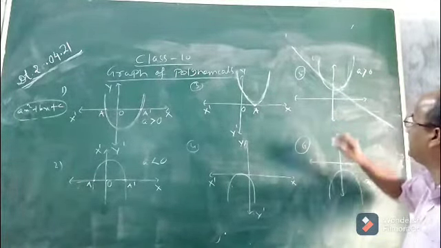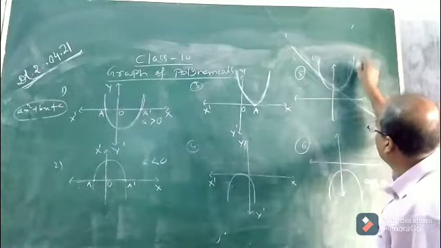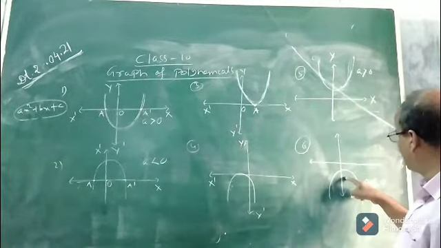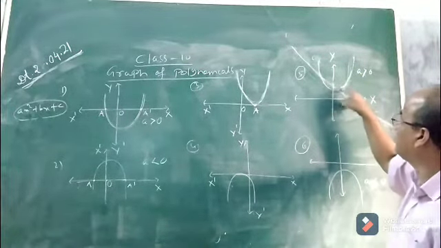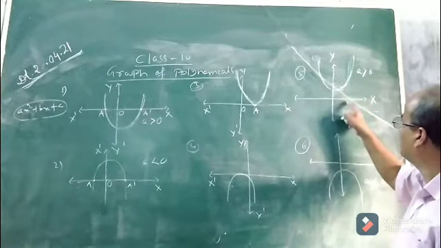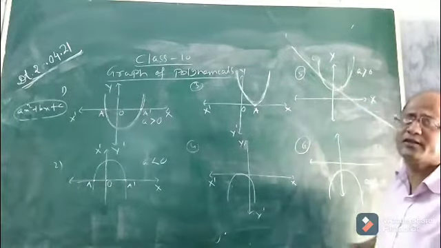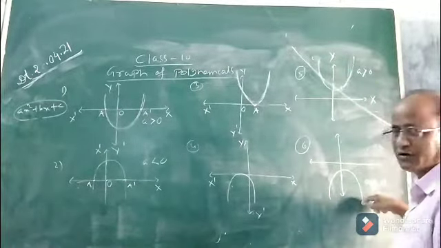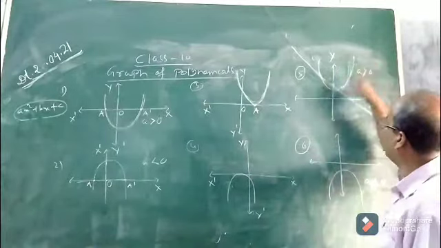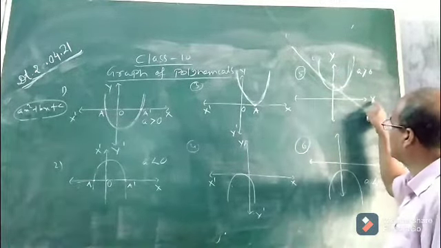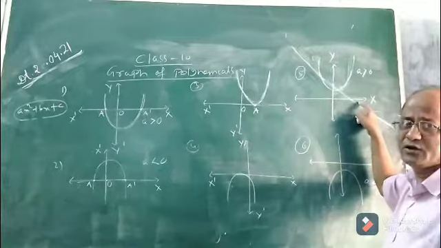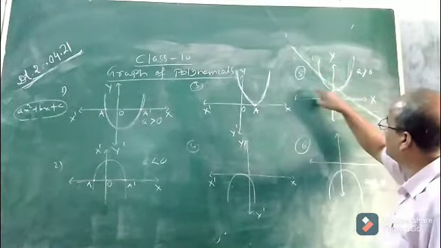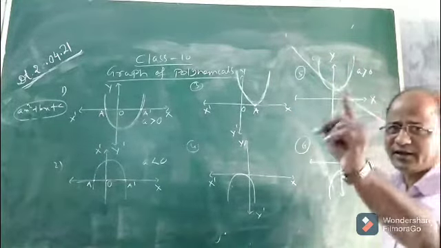What is the observation? See children, in this case, this is the x-axis, this is the y-axis. In this case and in this case, the parabola, that means the graph of the quadratic polynomial, neither touches the x-axis nor intersects or cuts the x-axis in two distinct points. Has it cut? See, it has not cut. This has also not cut. Neither the parabola cuts the x-axis in two distinct points, nor does it touch it exactly at one point.